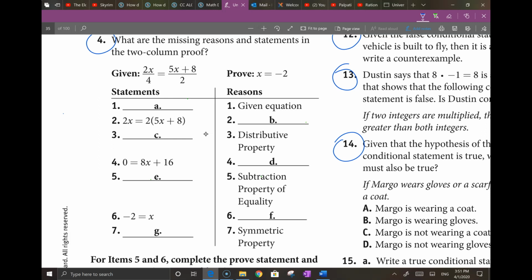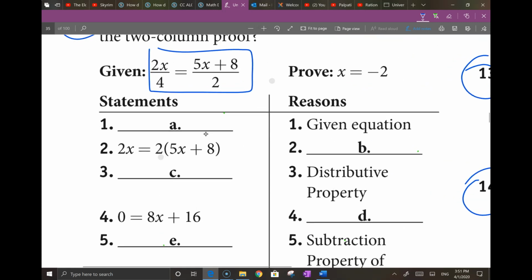We have in the first line what's called a given equation, and when it says given, all that means is that you go back over here where it says given and you grab the equation that you have, which is this over here. Now all you have to do is drop it in on the blank side. So 2x over 4 is equal to 5x plus 8 all over 2. And that would be your given equation. Now that's the easiest step of all because all you have to do is grab what's already given to you and simply say this was free, it was given.